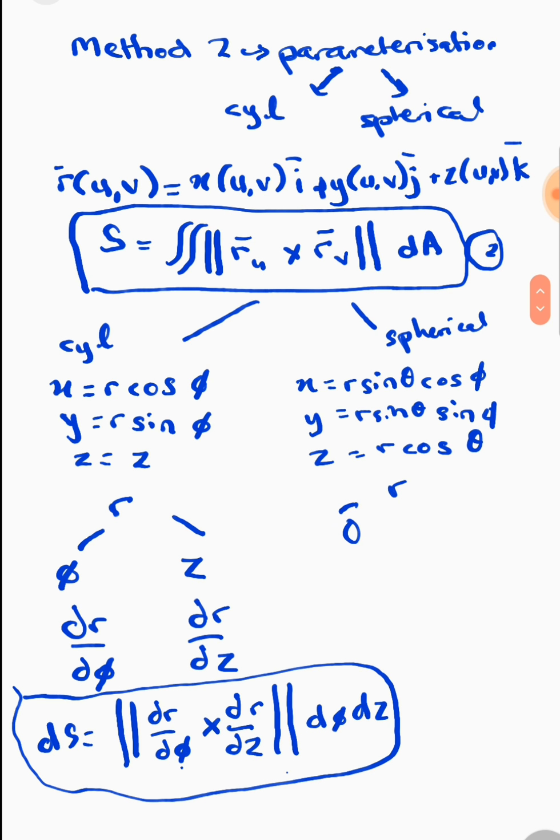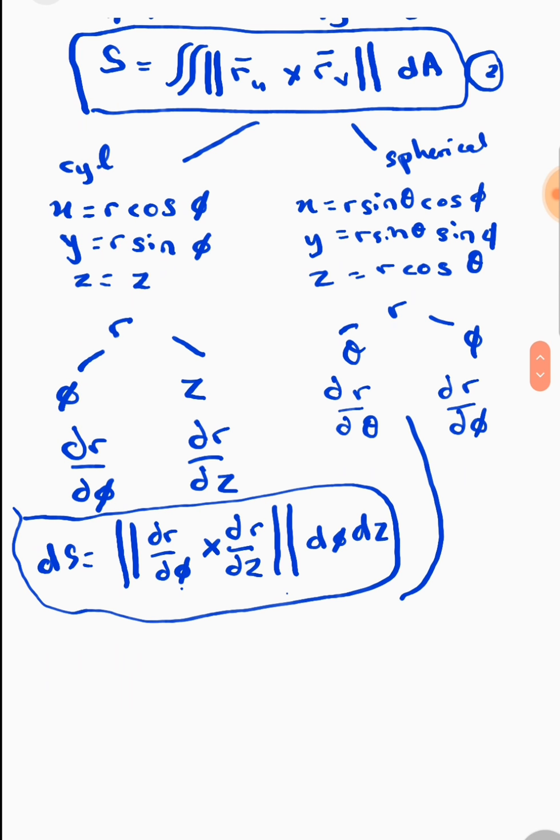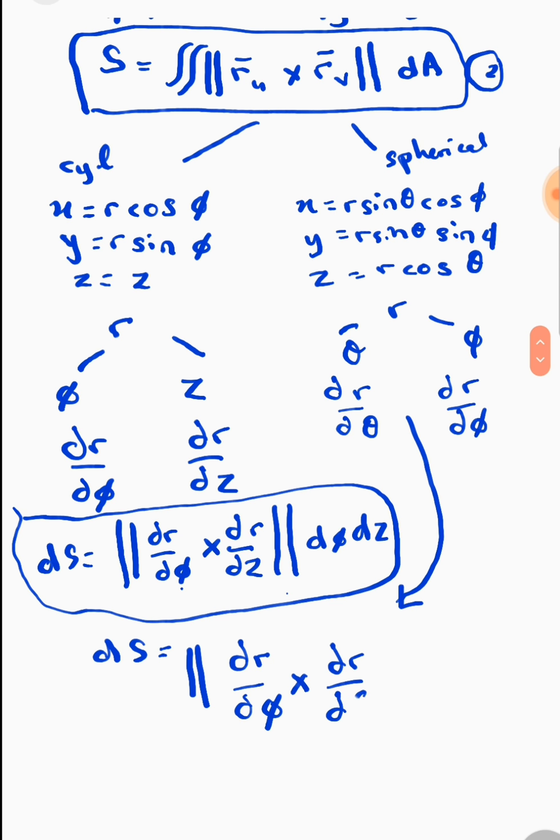In this case, you have theta, and after that you have phi, right? Same thing goes, you find dr over d theta, then you find dr over d phi. Can you guess it? It's exactly right. So I'm just going to write my dS down below so that it's easy for you to look at. Then you see it, right? This is just dr over d phi cross dr over d theta.